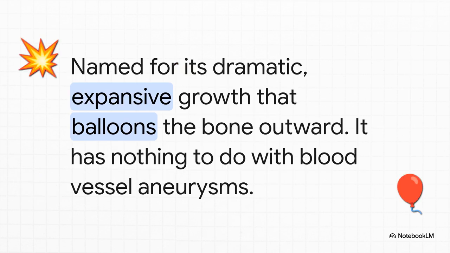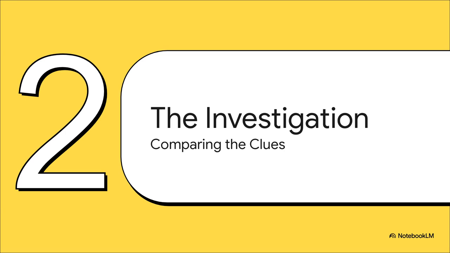And our second suspect is the aneurysmal bone cyst, or ABC. Now, don't let that name fool you. It has absolutely nothing to do with an aneurysm in a blood vessel. It gets its name from the way it grows. It's dramatic, it's expansive, and it literally causes the bone to balloon outwards, which, as you can imagine, looks pretty intense on an x-ray.